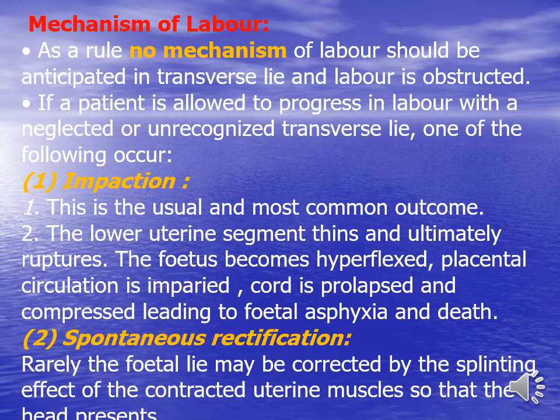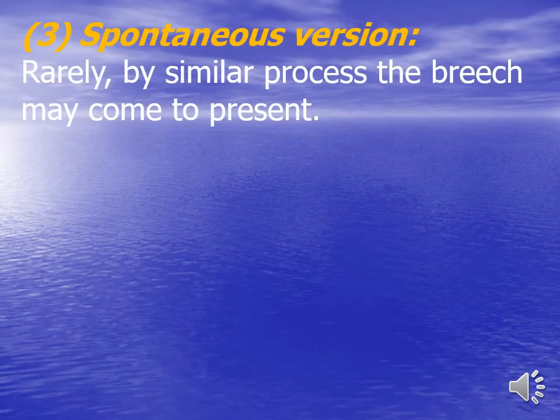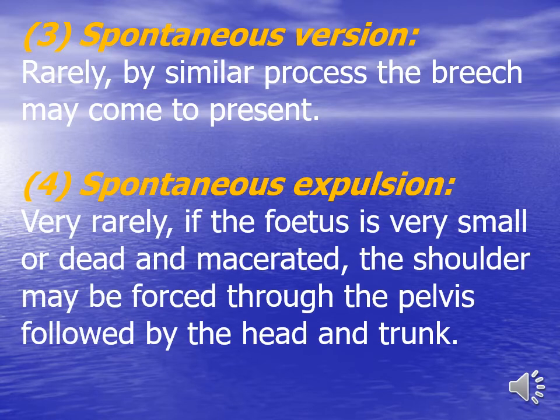Spontaneous rectification: rarely the fetal lie may be corrected by the splinting effect of the contracted uterine muscle and the head becomes the presenting part. Spontaneous version: rarely, by a similar process, but here the buttock or the breech becomes the presenting part. Spontaneous expulsion: this is very rare.